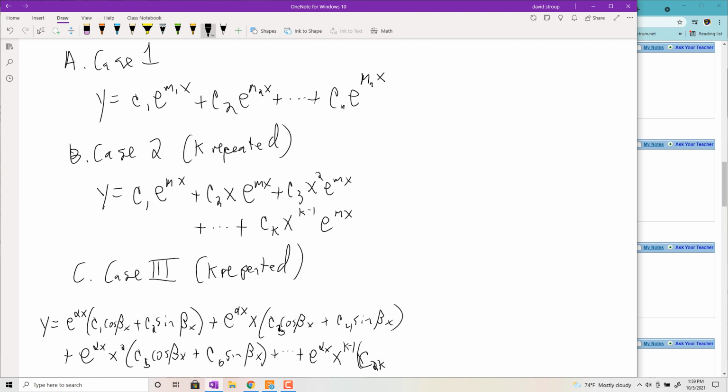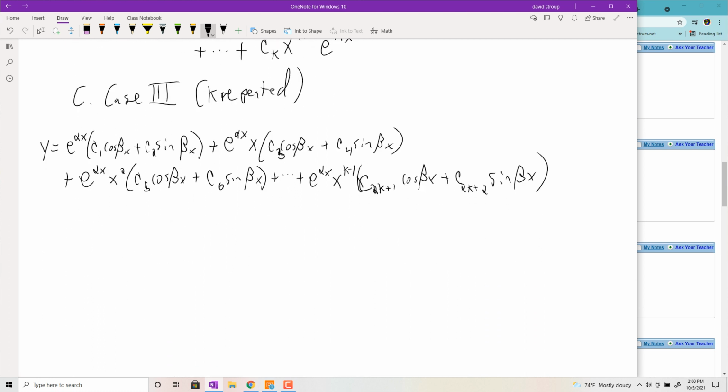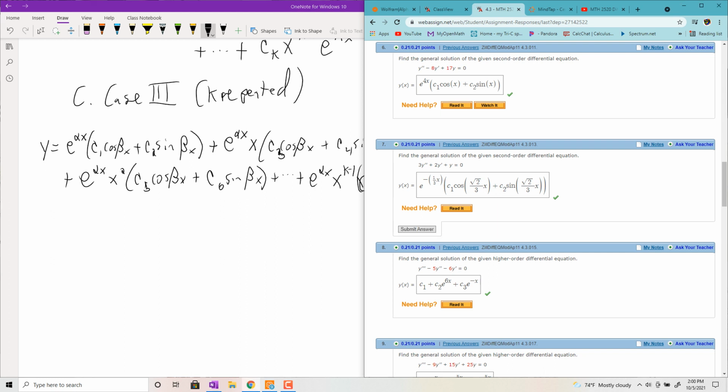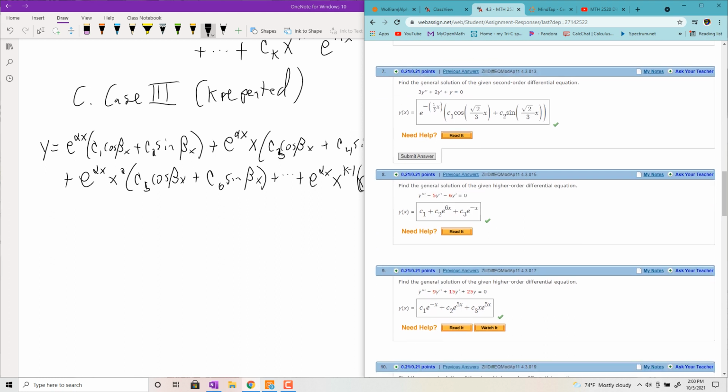I don't know, but you get the picture, right? So I'll just say c sub 2k plus 1 cosine of beta x plus c sub 2k plus 2 sine of beta x. Okay. So in other words, it works just like the repeated real roots. Every time you have an additional one, you just tack on an x and rewrite the thing. Okay, so we want to look at some examples of these guys in context here.